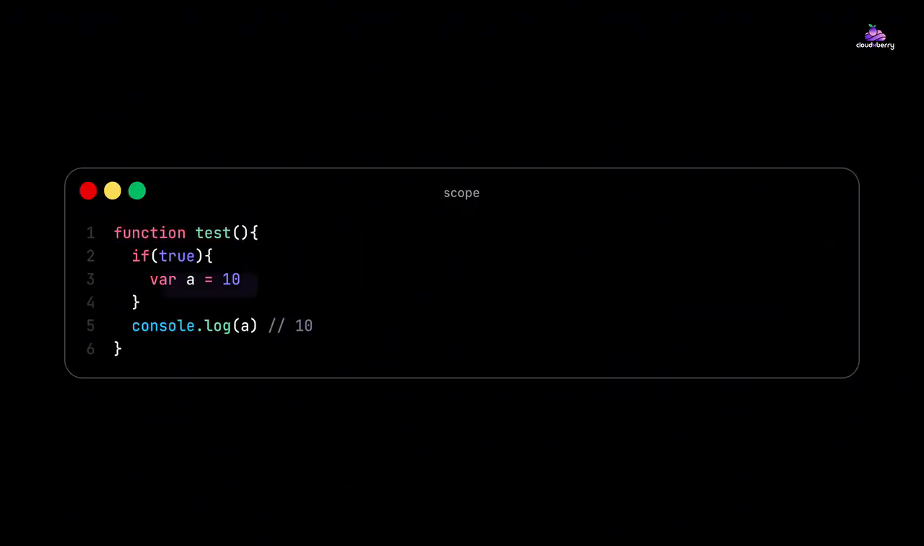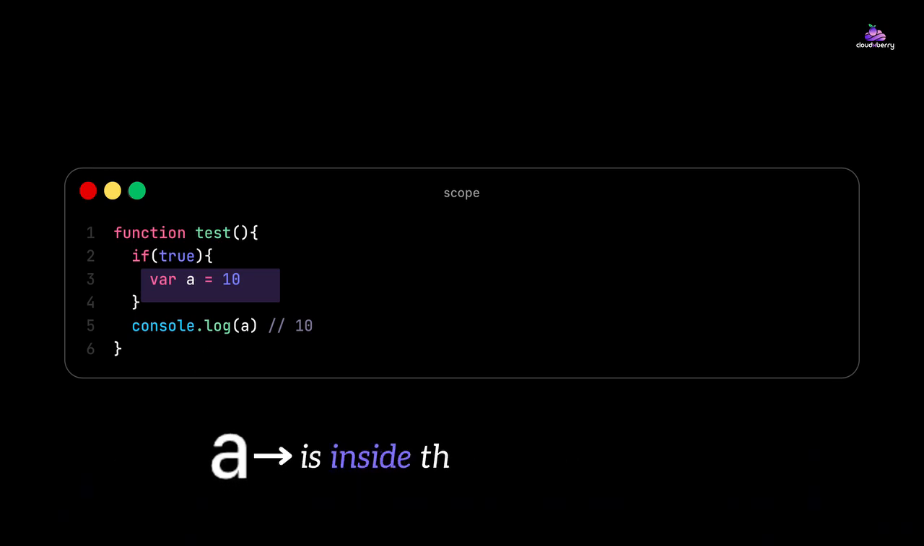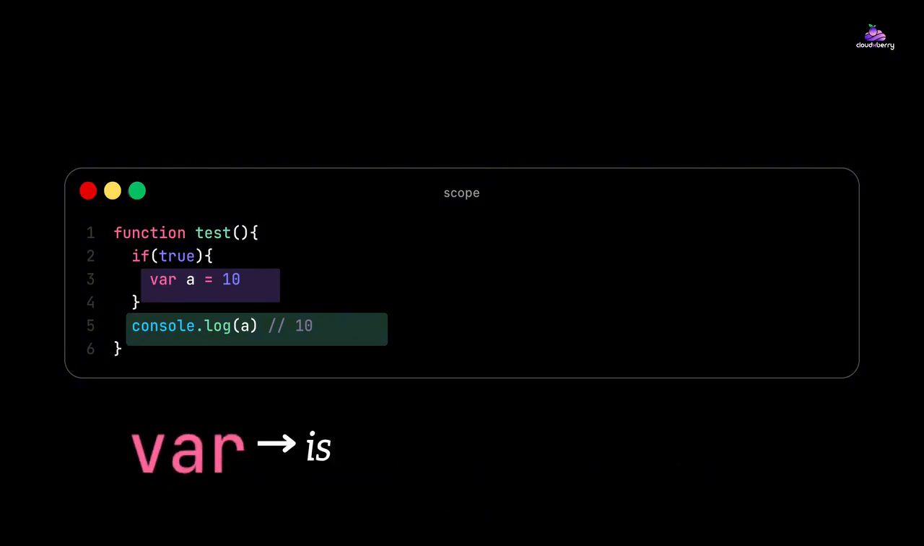Now let's go to number 5, scope. Take a look at this. You see a function with a variable defined inside an if block. Even though A is inside the block, it is still accessible inside the entire function. That's because var is function scoped.